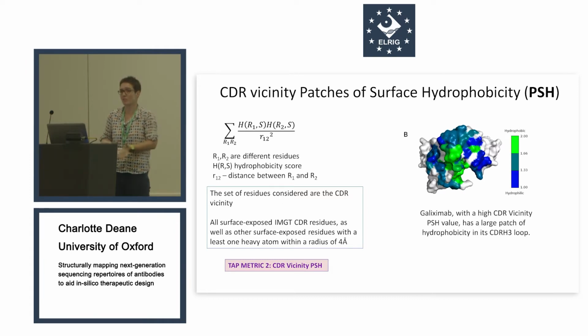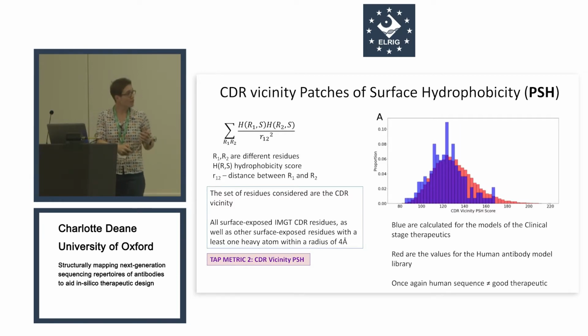So having 5 hydrophobic residues on the surface is not a problem. Having 5 right next to one another is. And that's what this measures. So if I show you this as a distribution instead, in blue, this is our patch hydrophobicity for the CDR vicinity. So it's the CDRs plus the residues around them and anything else which touches them. So you get an idea of the patch expansion across it. And reds are the values for the human antibody model library. So you can see that clinical stage therapeutics are quite clearly, deliberately engineering this down. So if you had a candidate that sat somewhere out here, you'd probably be a bit worried that it might not have very good biophysical properties.